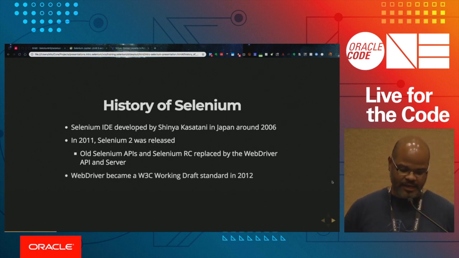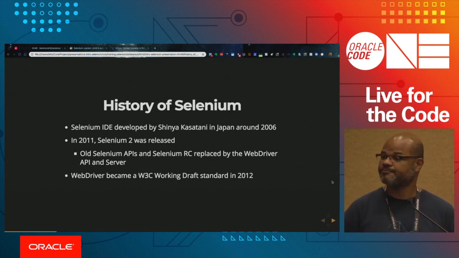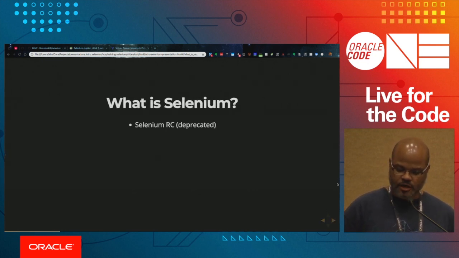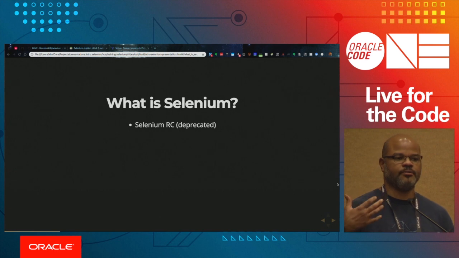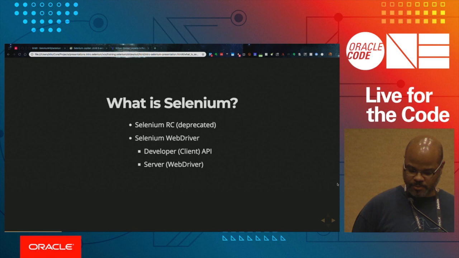WebDriver actually became a W3C working draft standard in 2012. So there actually is a WebDriver specification that you can go and look at to see how it's supposed to work and what it's supposed to do. Selenium is basically a set of implementations of the WebDriver specification. So there's Selenium RC, which was called RC for remote control. It was the idea that you could control browser instances running on different machines. That was Selenium RC. That was replaced by Selenium Grid.